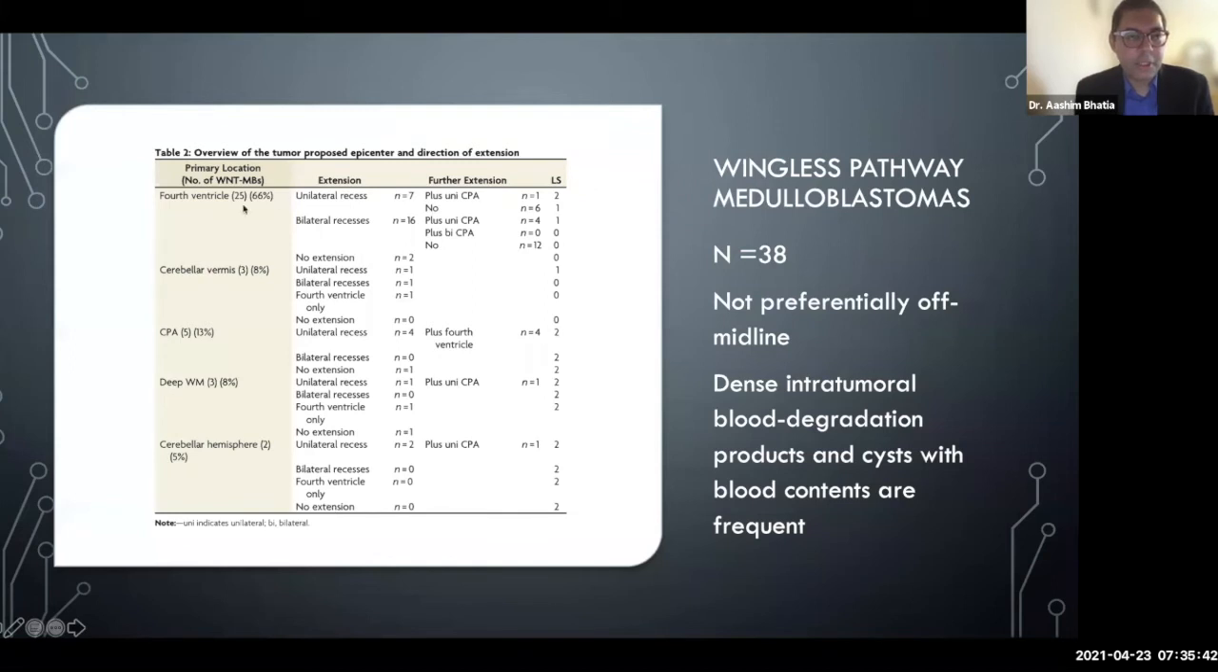Wnt tumors are predominantly midline. So 66% of the tumors in this case were midline. In addition, the most important imaging findings might be that there's intratumoral hemorrhage or blood degradation and cystic components. So those two imaging clues might help differentiate Wnt tumors from the other subtypes.